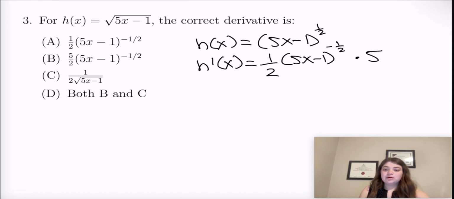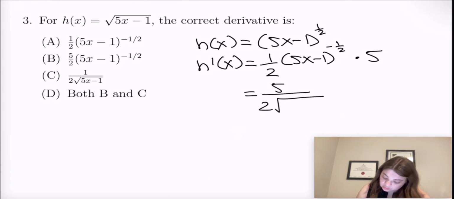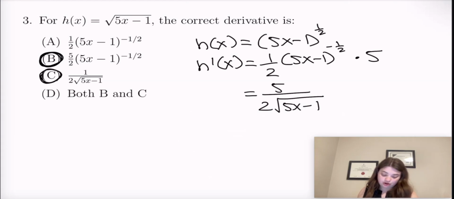Okay, so what is that going to be equal to? If we neaten that up, we're going to get 5 over 2 times the square root of 5x minus 1, which is this one here. And actually, something else I notice is that if we keep it in this format, we also get b. So both b and c are correct.